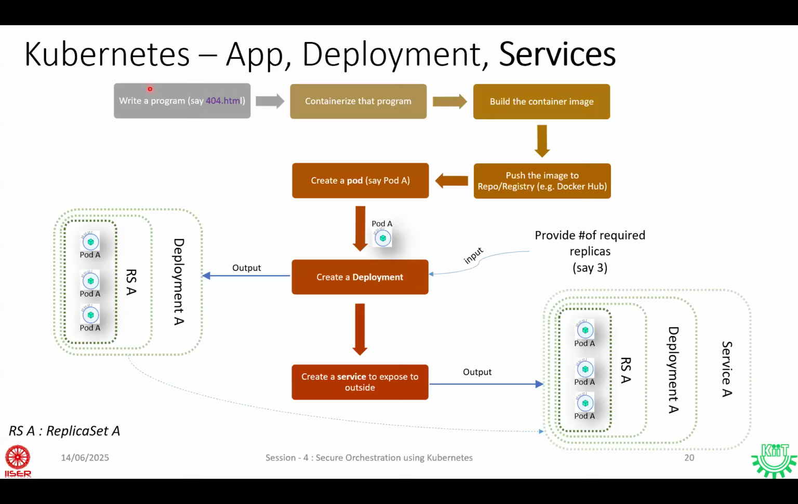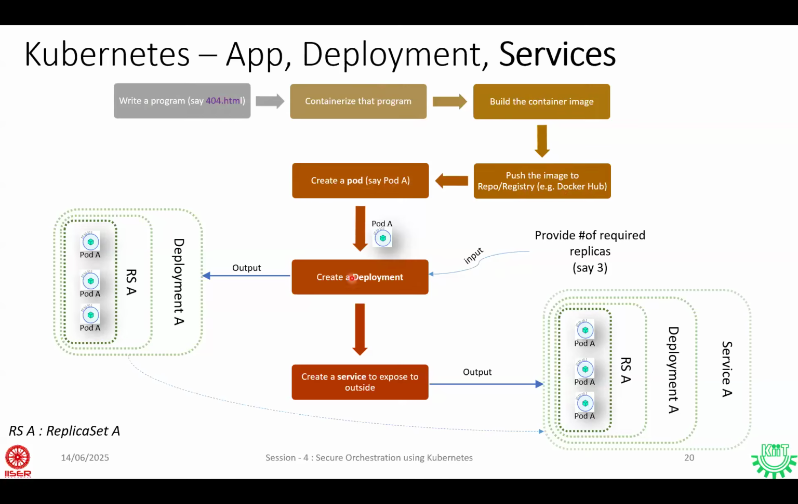Let us say you want to write a program, simply a Flask application, or like you have a 404.html file. You containerize that, as we discussed in the previous sessions. You build the Docker container, basically the container image, and then you push that to your Docker Hub or GitLab registry, right? This is what we have also discussed in the previous sessions. Using this image, you create a pod, and let us say it's pod A.